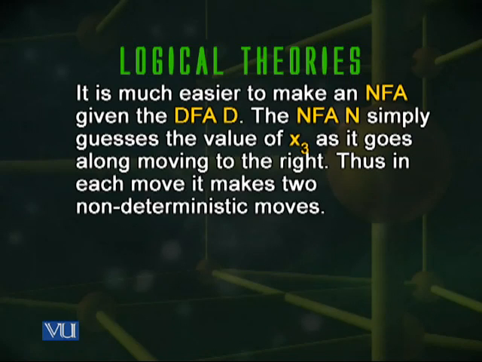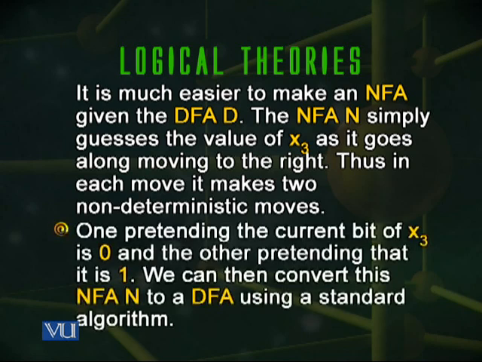The NFA N is simply going to guess the value of x3 as it goes along moving to the right. Thus, in each move, it makes two non-deterministic moves: one pretending that the current bit of x3 is 0 and the other pretending that the current bit of x3 is 1. Once we have this NFA N, we can convert it to a DFA using a standard algorithm.